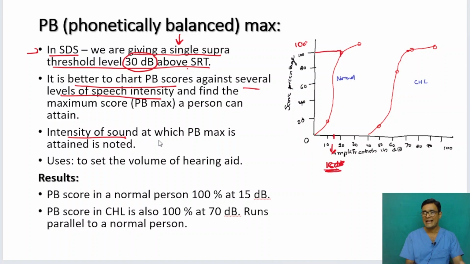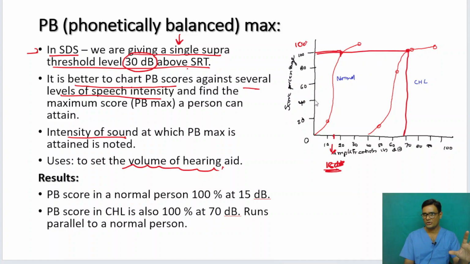So that becomes characteristic of certain diseases. Suppose this patient has conductive hearing loss that cannot be rectified by surgery, or the patient says, I don't want surgery. Then at 70 decibels this patient will set the volume of the hearing aid at 70 decibels, because at 70 decibels he is getting a PB max of 100. So this is the use of PB max.